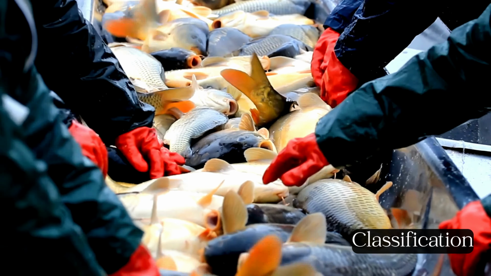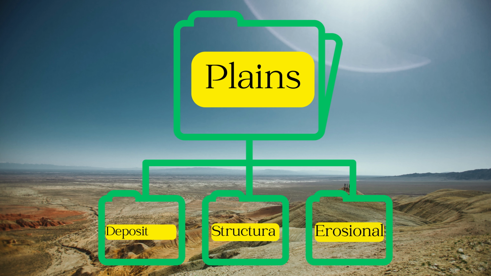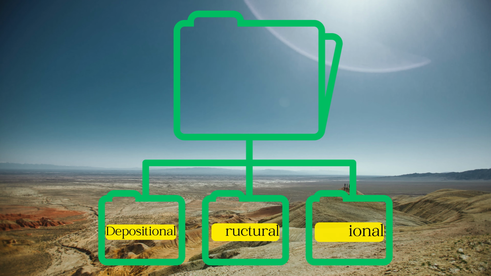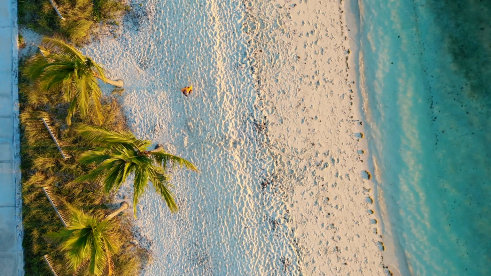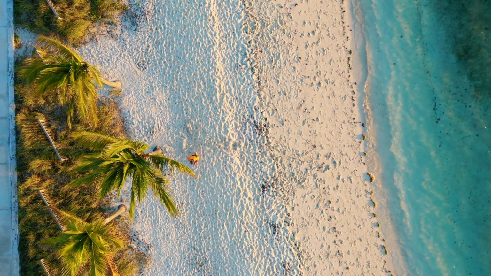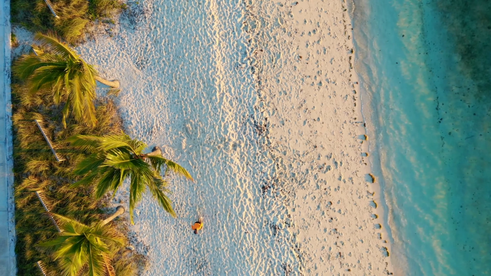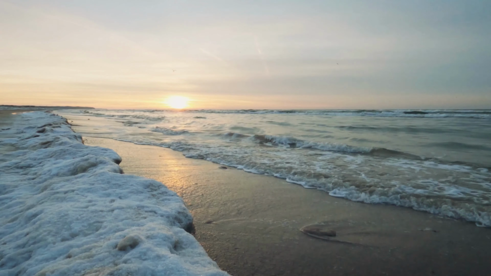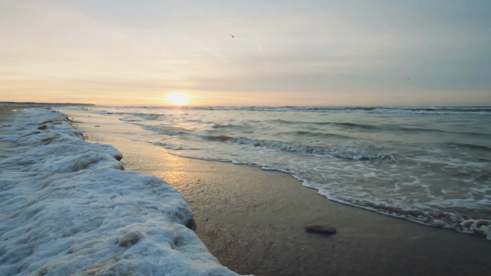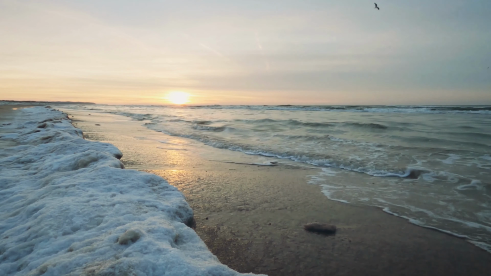Classification of plains. On the basis of their mode of formation, plains can be classified as structural plains, erosional plains, and depositional plains. Firstly, structural plains. These plains are mainly formed by the upliftment of a part of the sea floor or continental shelf. They are located on the borders of almost all the major continents. The structural plains may also be formed by the subsidence of areas.